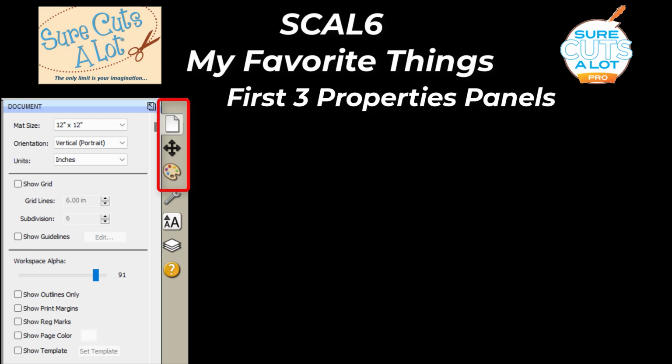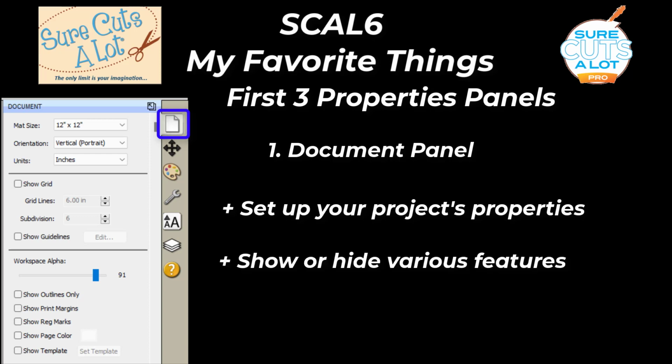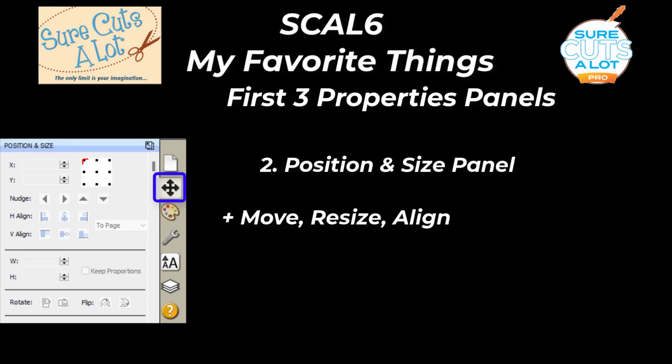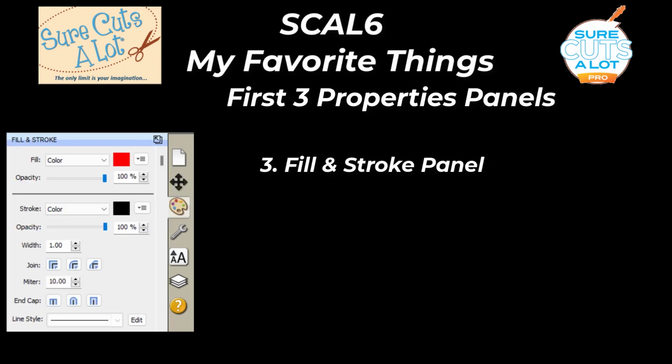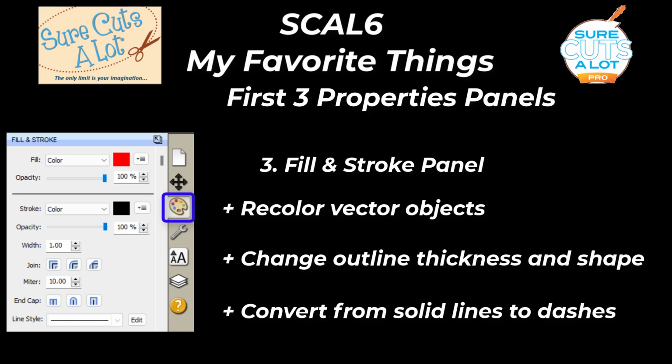The names of these three panels and their primary purposes are: 1. The document panel. This is where you set up the properties of your project and can elect to show or hide various features. Number 2, the position and size panel, which is used to move, resize, align, rotate, and mirror any of the objects in your project. And then number 3, the fill and stroke panel, which is used to recolor vector objects, change the outline thickness and shape, and convert from solid to dashed lines.